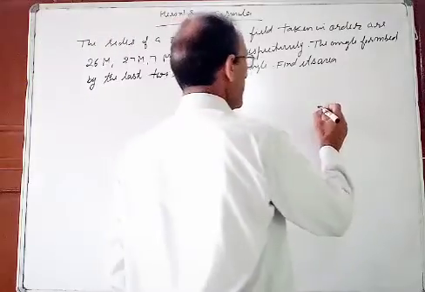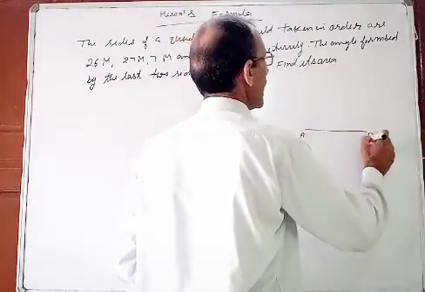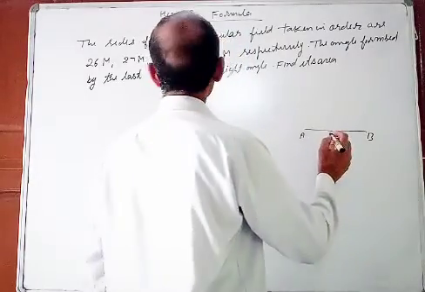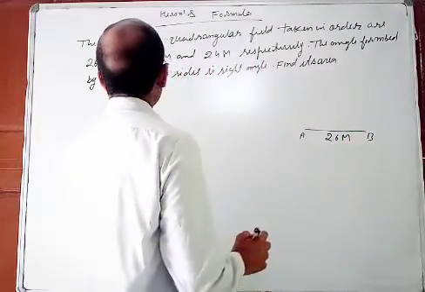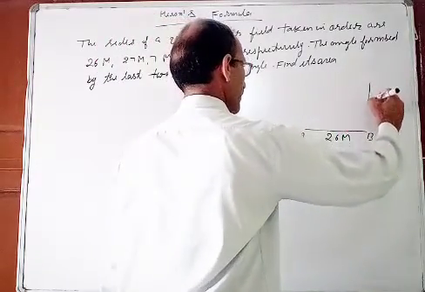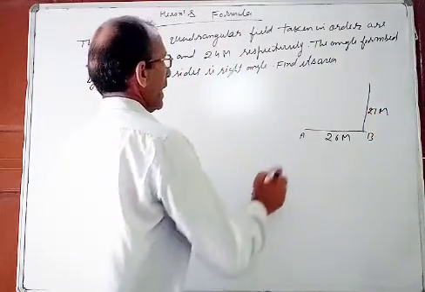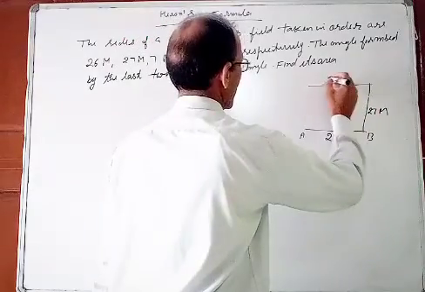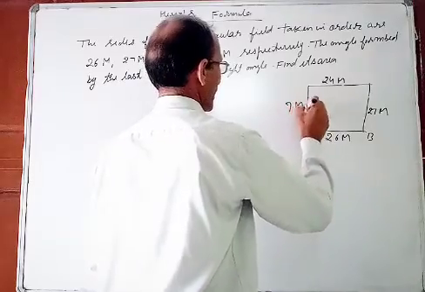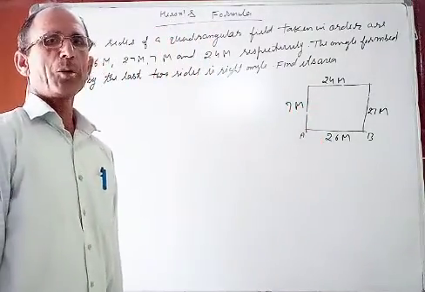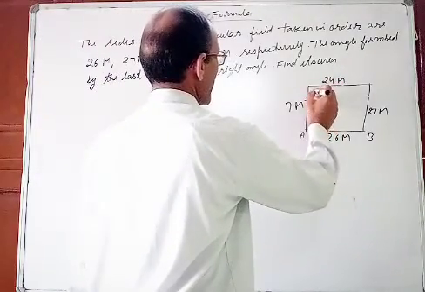So ABCD quadrilateral field is like this. AB is 26 meter. This is BC, 27 meter, and this is 24 meter, and this is 7 meter. So we have to find the area of this field. The angle formed by these two sides is a right angle.